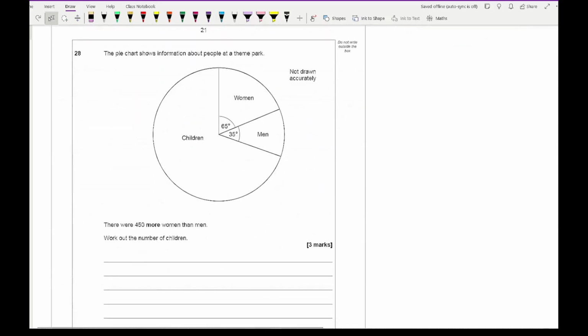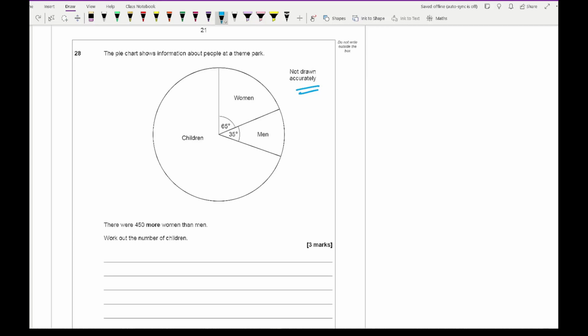Now looking at question 28, it says that a pie chart shows information about people at a theme park. And we've got our pie chart with the angles, and it's not drawn to scale, which is an important thing, so not to reach for the protractor. It says there were 450 more women than there were men. Work out the number of children.